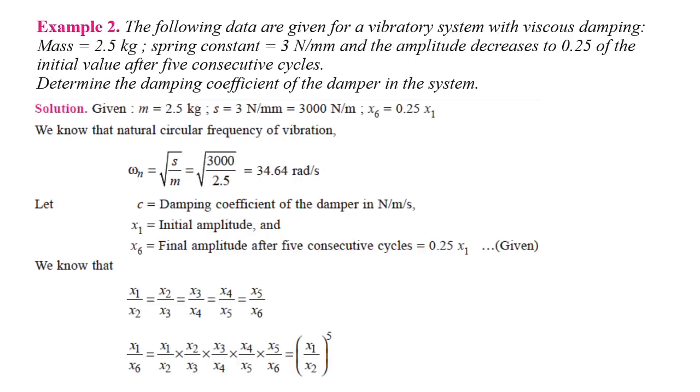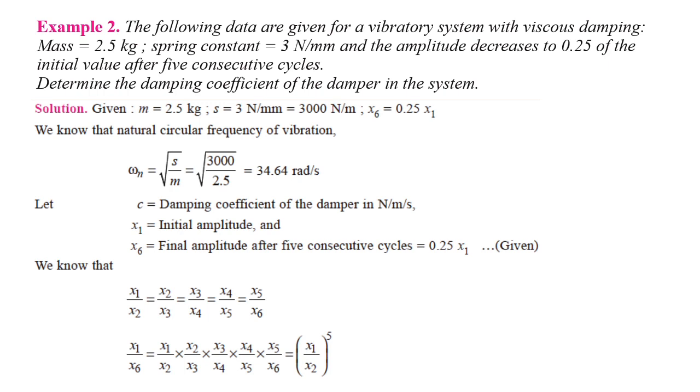Now next, second problem we will see. The following data is given for a vibrating system with a viscous damping. So it is a damped vibration system. Mass is equal to 2.5 kg, spring constant, that is K, or you can say S, is equal to 3 Newton per mm, and amplitude decreases to 0.25 of the initial value after 5 consecutive cycles. That means after 5 consecutive cycles, amplitude will become x6.